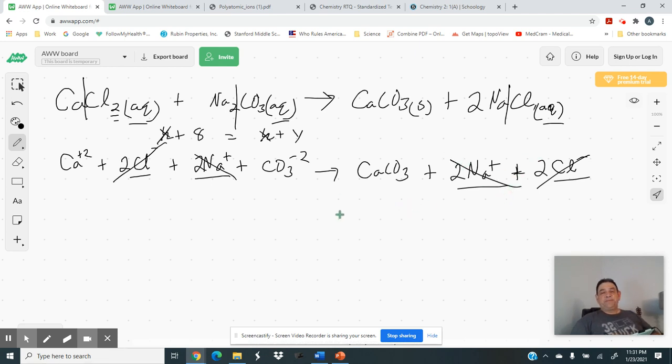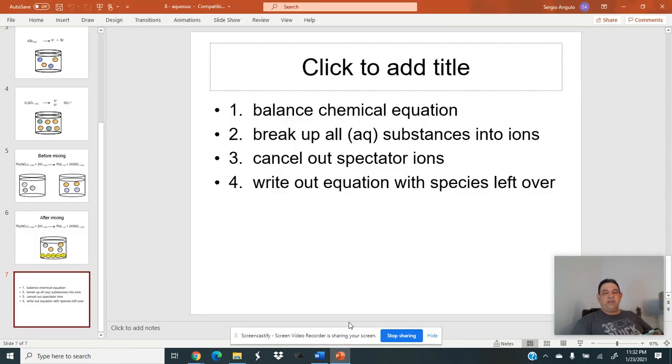That's step three. Step one was to balance the equation. Step two was to take all the aqueous substances and break them up into their ions. The ions that you find on both sides of the equation are the spectator ions. So step three is to cancel them out, which brings us to the last step. Just to remind you, you write out the equation with whatever's left over.